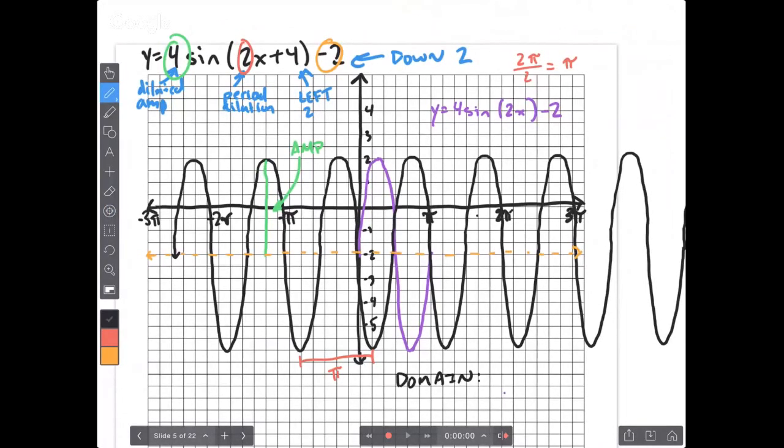Domain: the set of values x such that x equals all real numbers. And range, the set of values y such that, let's see, I go from -6 is less than or equal to y, less than or equal to 2.